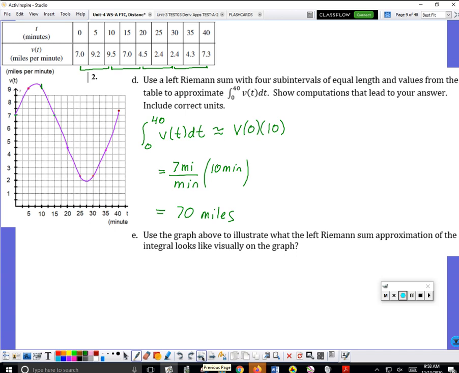Then you just say plus. Hands up, what goes here? Let's go, Sarah. Velocity at time 10, times 10. And this line would end up being 9.5 multiplied by 10.